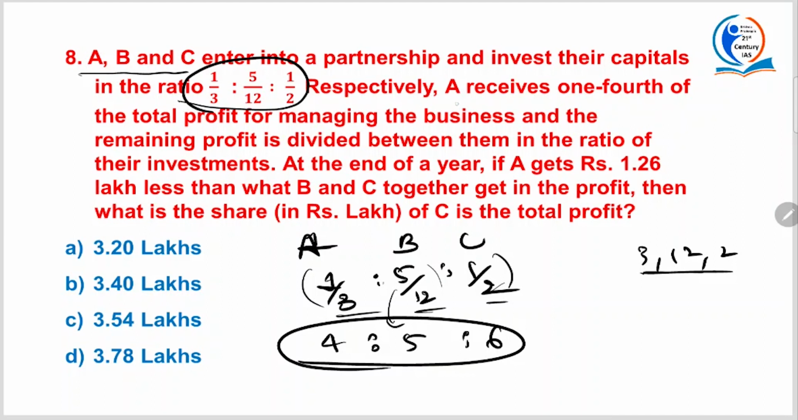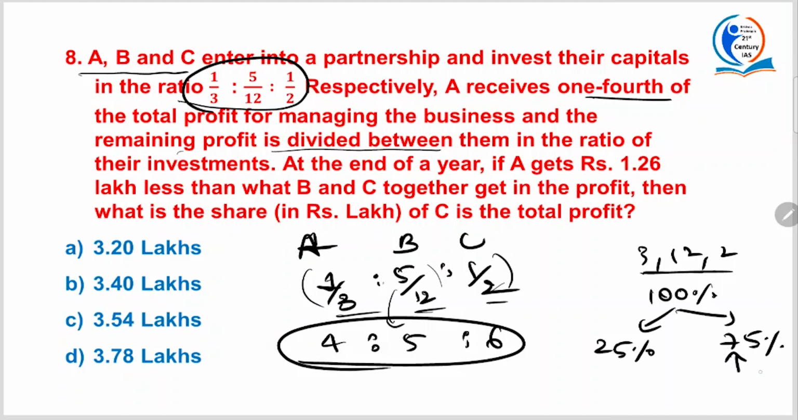Now A receives 1/4 of the total profit for managing the business. If the total profit is denoted as 100%, A is receiving how much? 25%. And how much is remaining? 75% of the total profit is remaining. And the remaining profit is divided between them in the ratio of their investments, which means the 75% is divided in the ratio 4 is to 5 is to 6.